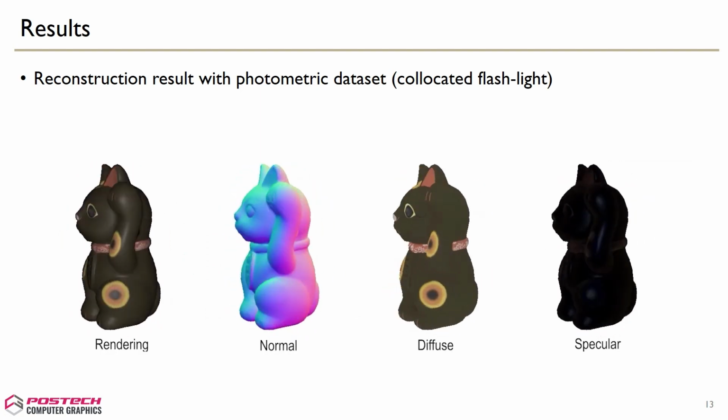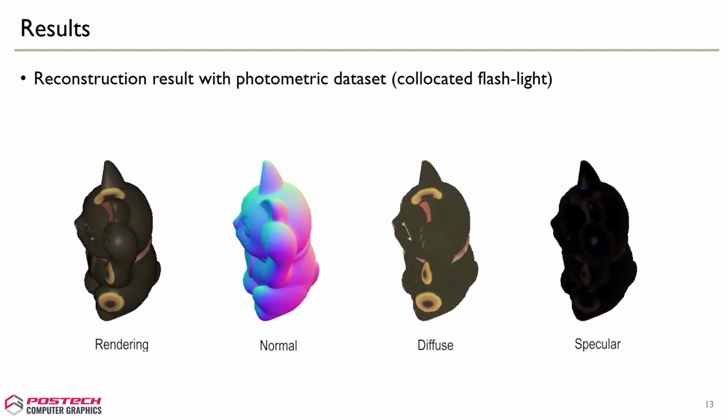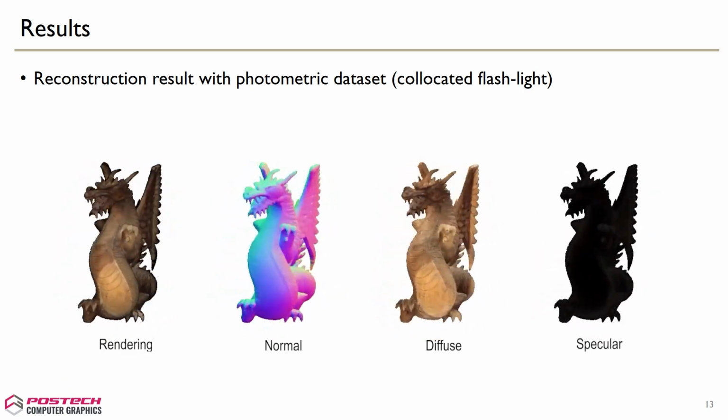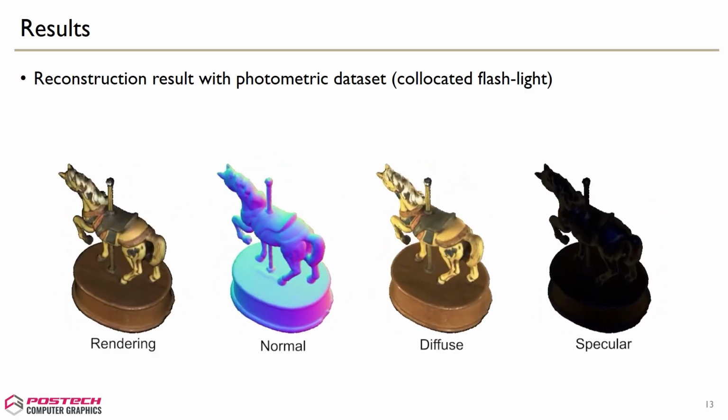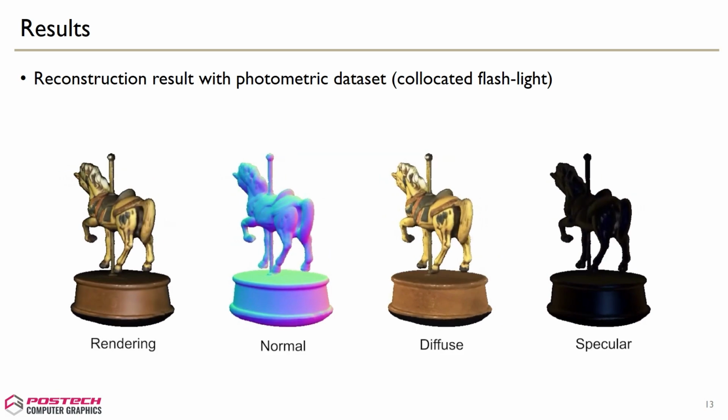We evaluate DPIR on a photometric dataset with co-located point lights. DPIR directly optimizes geometry and reflectance, enabling fast training and accurate reconstruction.